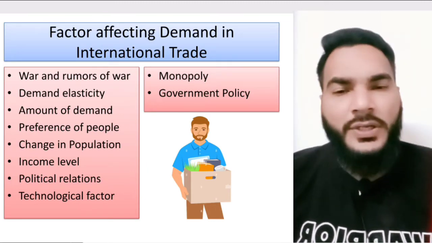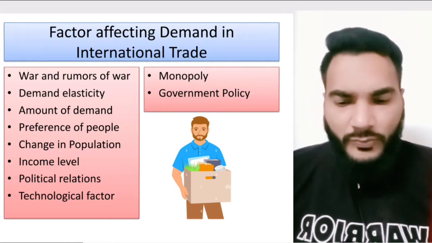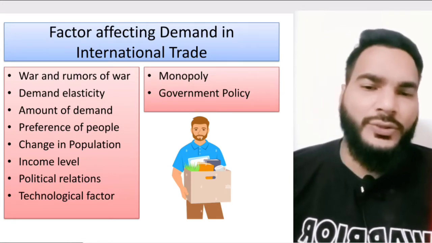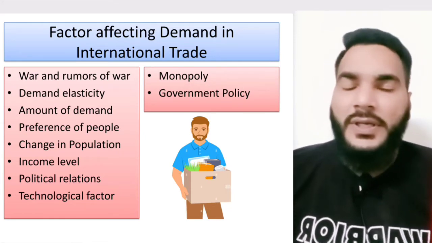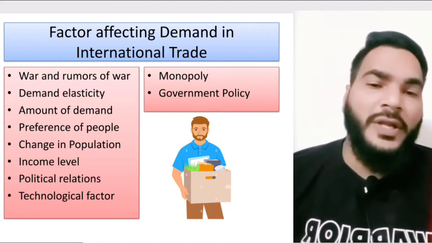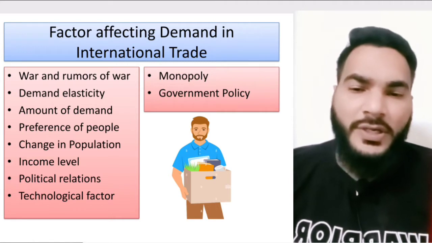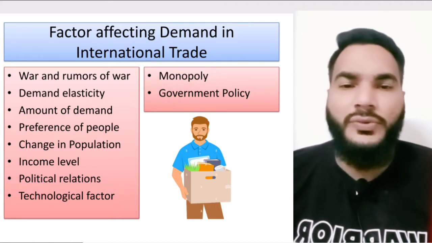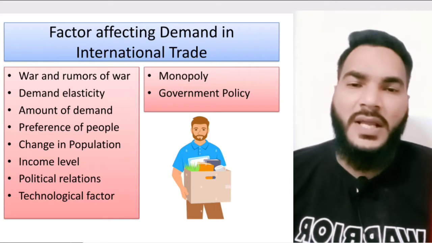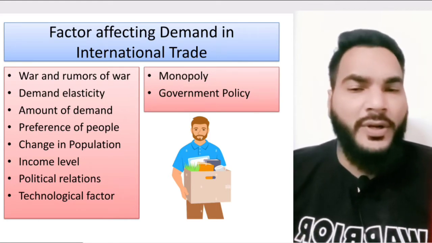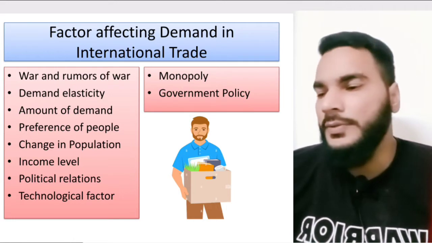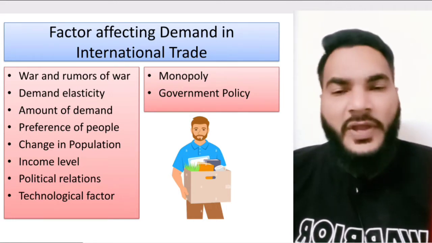Then we have political relations. Here, as we are talking about international trade, in international trade there are two countries, and political relations also matter in the same way. If the political relation between two countries is not good, you will not be able to perform the task. You will not be able to send the products and receive the products as well, if the relations are not good. Then we have technological factor.